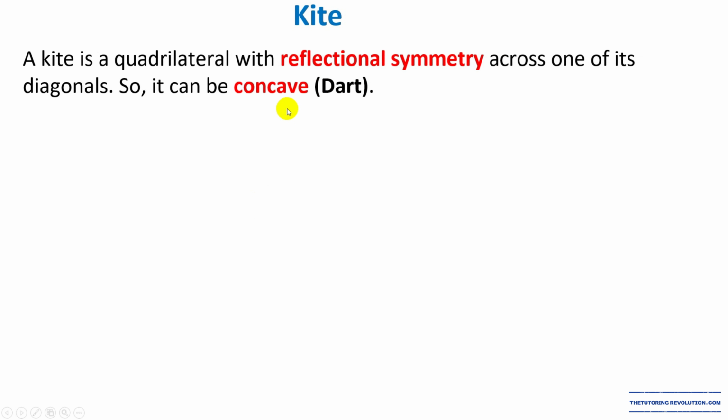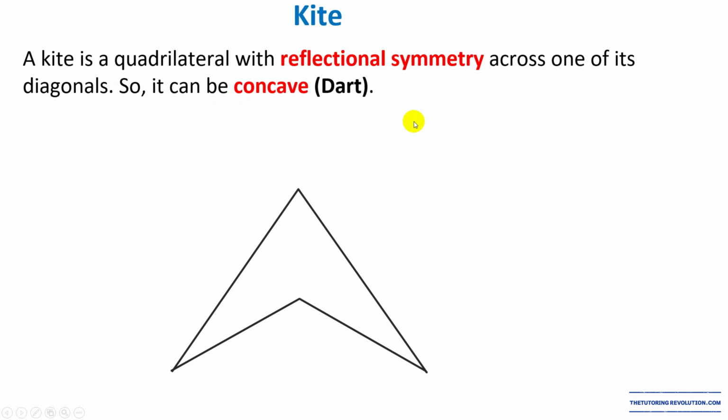Okay, finally, a kite is a quadrilateral with reflectional symmetry across one of its diagonals, as we saw in the previous slide. So it can be concave, or a dart. So right here, this one here is a kite because it has reflectional symmetry, because one of the diagonals separates this kite into two mirror images, right? It has reflectional symmetry across its diagonal.